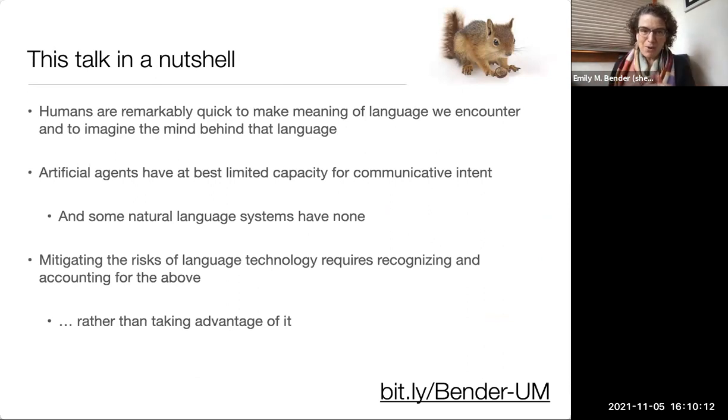As humans, we are remarkably quick to make meaning of any language we encounter, provided it belongs to a linguistic system that we understand. And as we're doing that, we are imagining a mind behind that language. In contrast, artificial agents have at best a limited capacity for communicative intent, and some natural language systems have none. This means that if we want to actually mitigate some of the risks of language technology, we have to recognize that disconnect and account for it rather than taking advantage of it, as it seems like some systems do to seem more proficient than they really are.